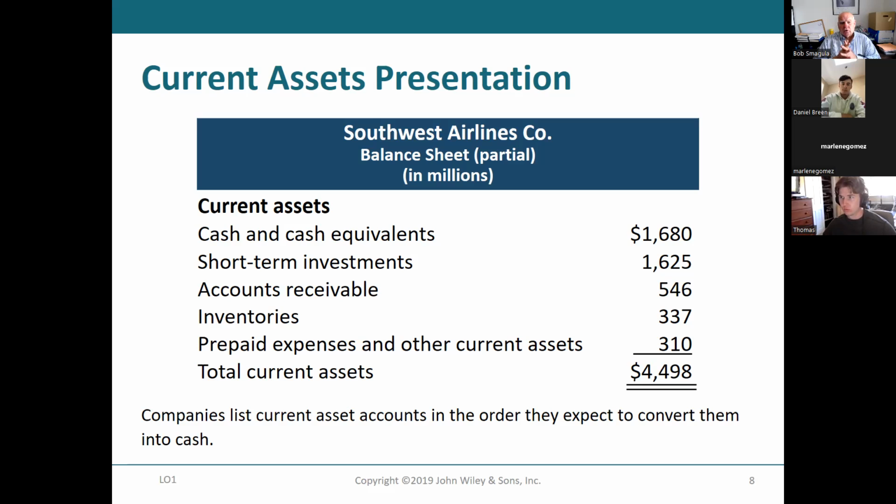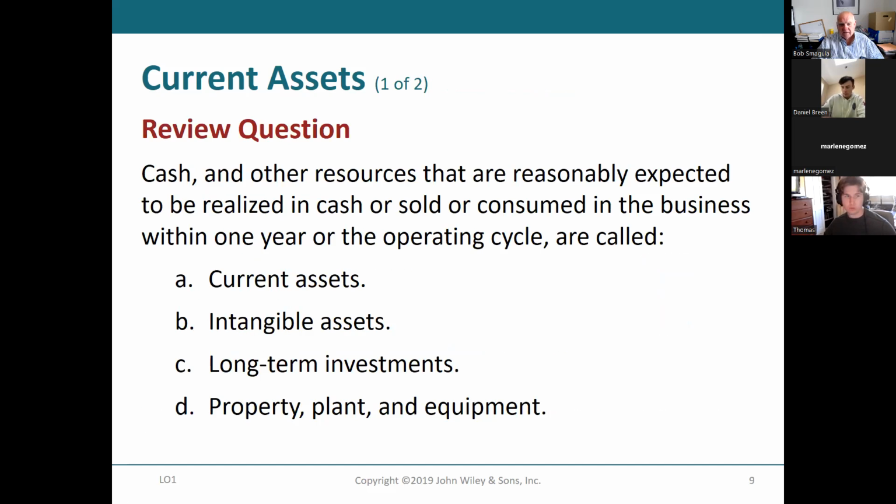One other point, your current assets and your current liabilities are listed in order of what's called liquidity. In other words, liquidity means cash. They're listed in the order they expect to convert them to cash. Cash is cash. You can't get any more liquid than that. Short-term investments are very liquid. You can sell them in a split second by calling your stockbroker or doing the trade yourself online. Accounts receivable, that's liquid, but not quite as fast as the other two. Inventories, etc. Liquidity, keep that term in your mind. Cash and other resources that are reasonably expected to be realized in cash or sold or consumed within 1 year. We just decided that's a current asset, huh? Current asset. Intangible assets, long-term assets, and fixed assets, they can go on forever.